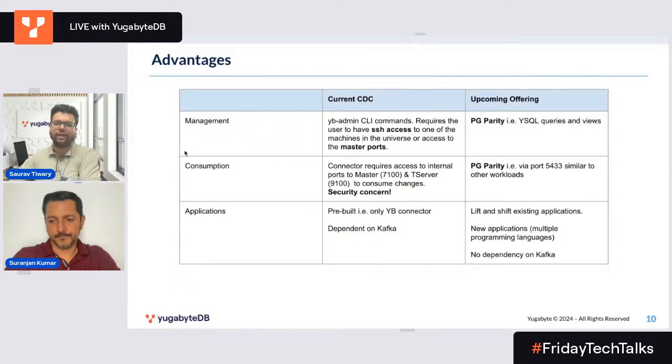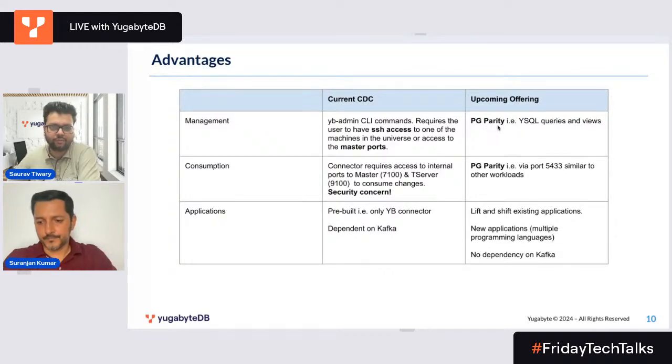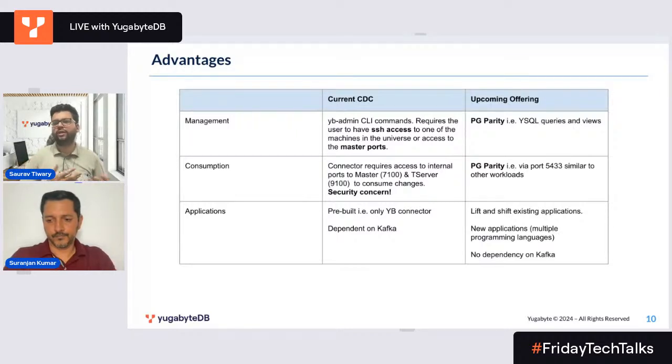I touched upon earlier that the YB-admin CLI commands require the user to have SSH access to one of those machines or access to the master ports. So with this upcoming offering, you no longer need that, because with PG parity, your YSQL queries and views will just run via the existing 5433 port, which is already expected to be exposed for running your queries and which is already secured via all of the security principles. So you no longer need to expose those ports. That's a bit of a security advantage.